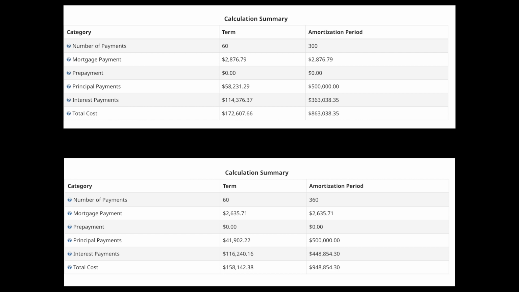Keep in mind, you can also take advantage of your prepayment privileges to pay off that mortgage even quicker, saving even more interest on your mortgage.